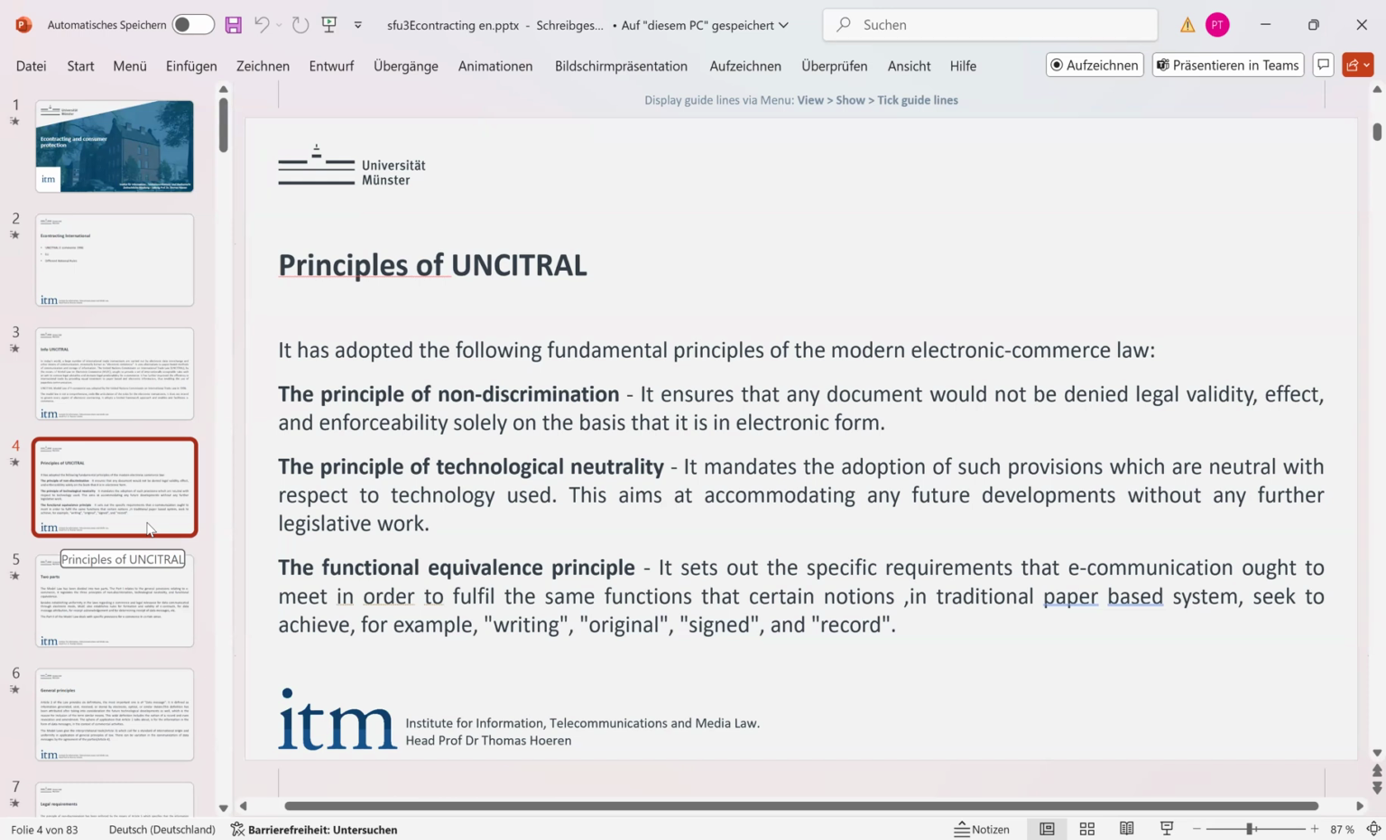Functional equivalence principle means specific requirements that the e-communication should meet in order to say it is similar to the traditional paper-based system for writing or the original. So every member state should determine when an electronic document is equivalent to a written document.